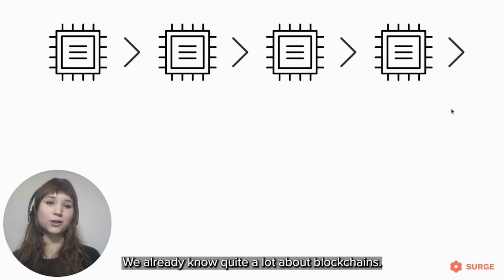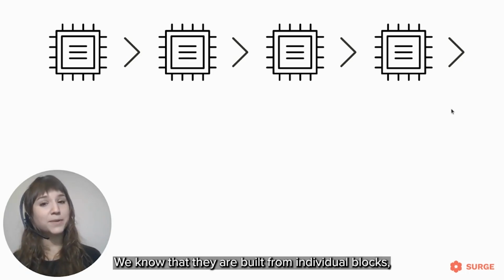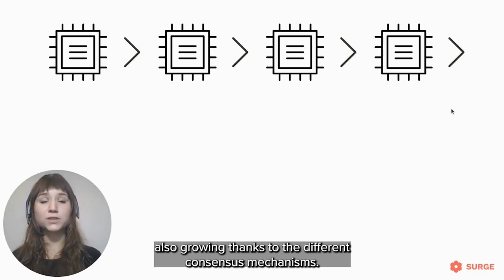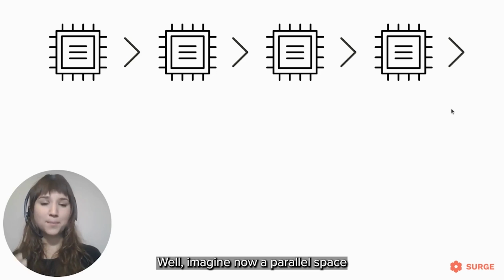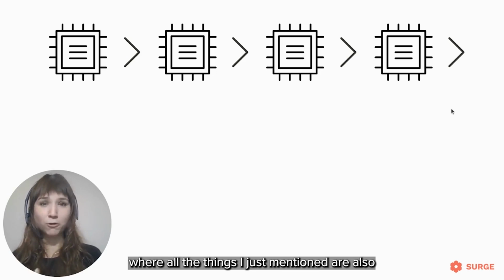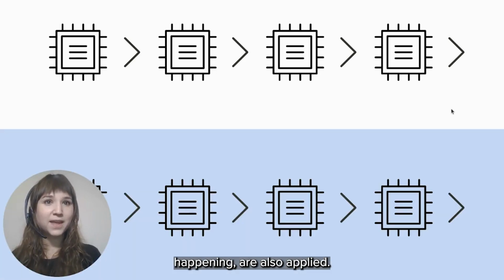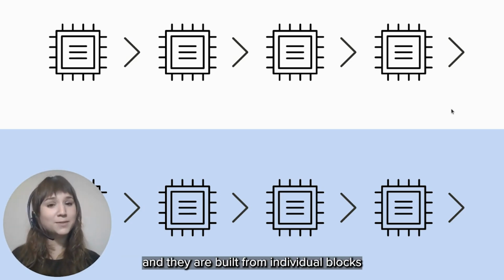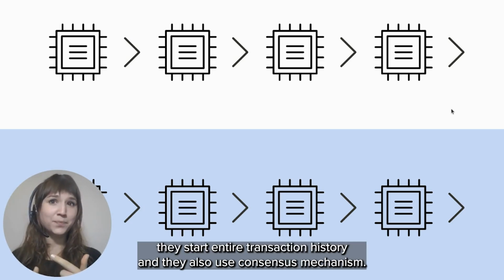We already know quite a lot about blockchains. We know that they are built from individual blocks, that they are storing entire transaction history, and that they are also growing thanks to the different consensus mechanisms. Well, imagine now a parallel space where all the things I just mentioned are also applied. This space allows different blockchains to exist, and they are built from individual blocks. They store entire transaction history, and they also use consensus mechanisms.